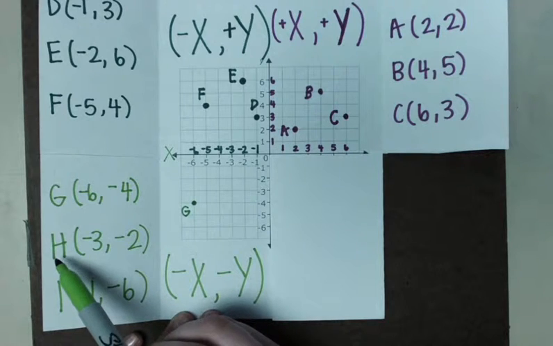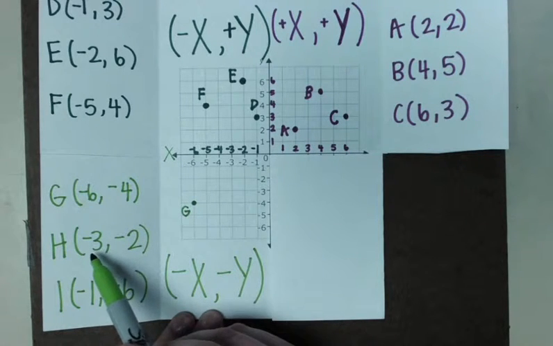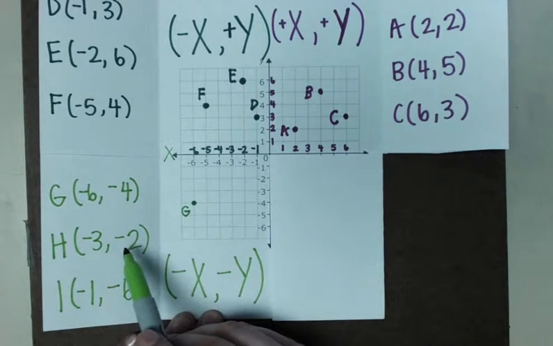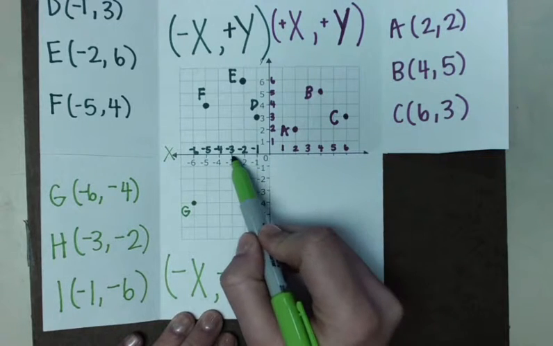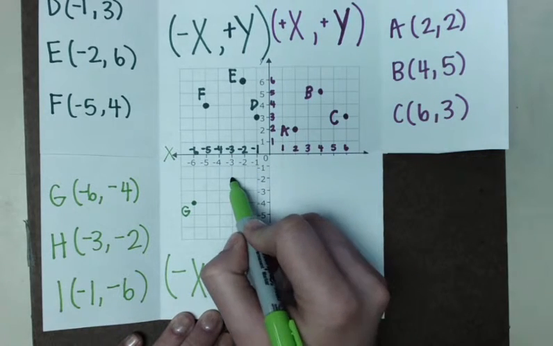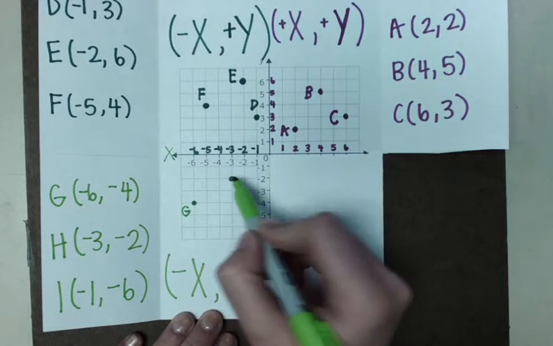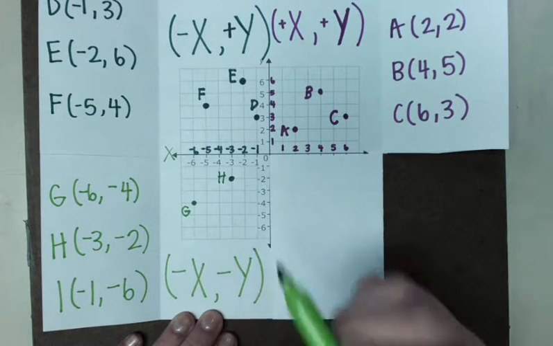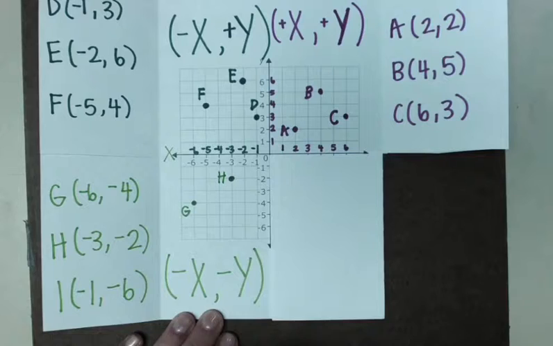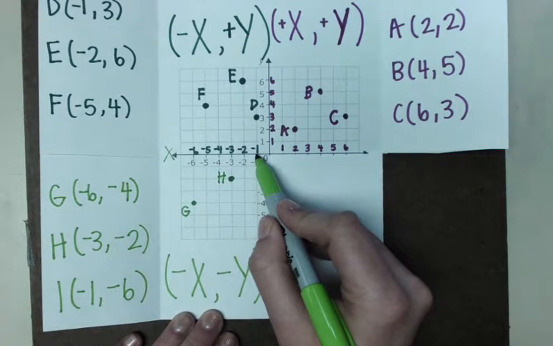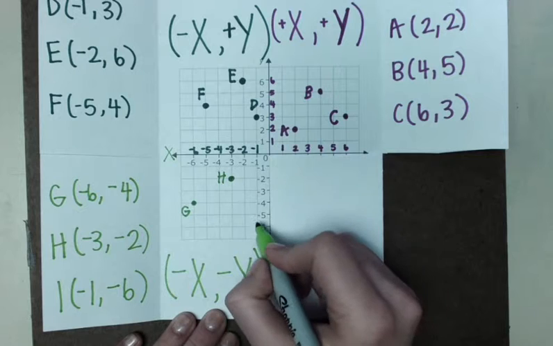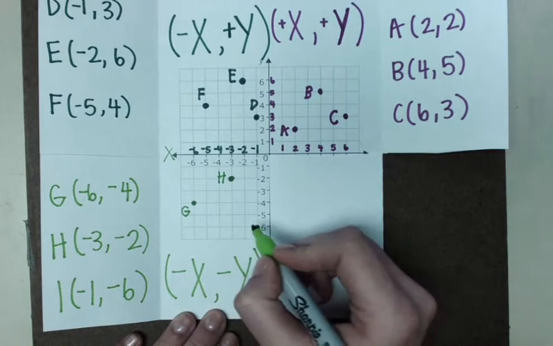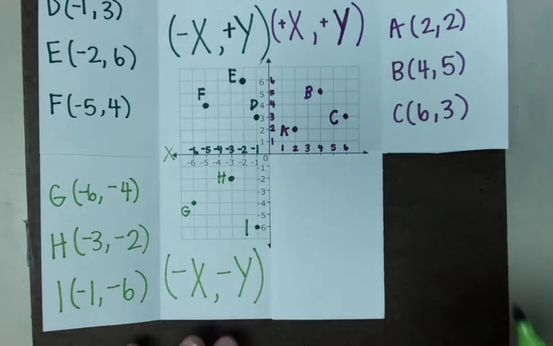Okay, for point H, -3 for our x and -2 for our y. So we go over to -3, then down to -2, and there's our point, point H. Okay, one more for quadrant 3. We're going to do I, which is -1 for our x and -6 for our y. So if we go over -1, go down -6, and that is our point, and that is it for quadrant 3.